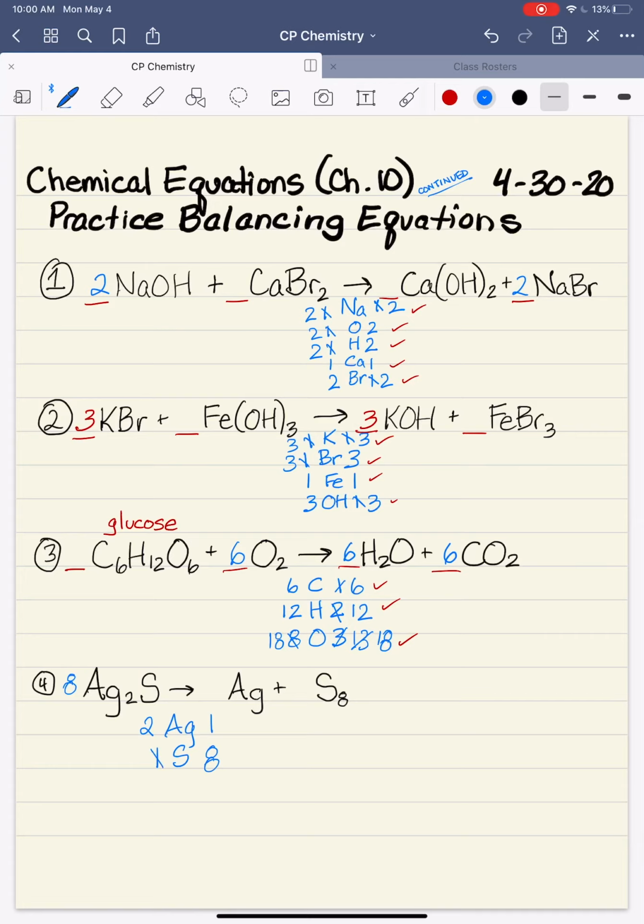So that's going to change my sulfurs to 8, and it's going to change my silver to 16. All right, and so I think I'm going to have to put a 16 here to change that. And here we go. I've got 16 silvers on each side and 8 sulfurs on each side. And that makes my coefficients 8, 16, and 1.